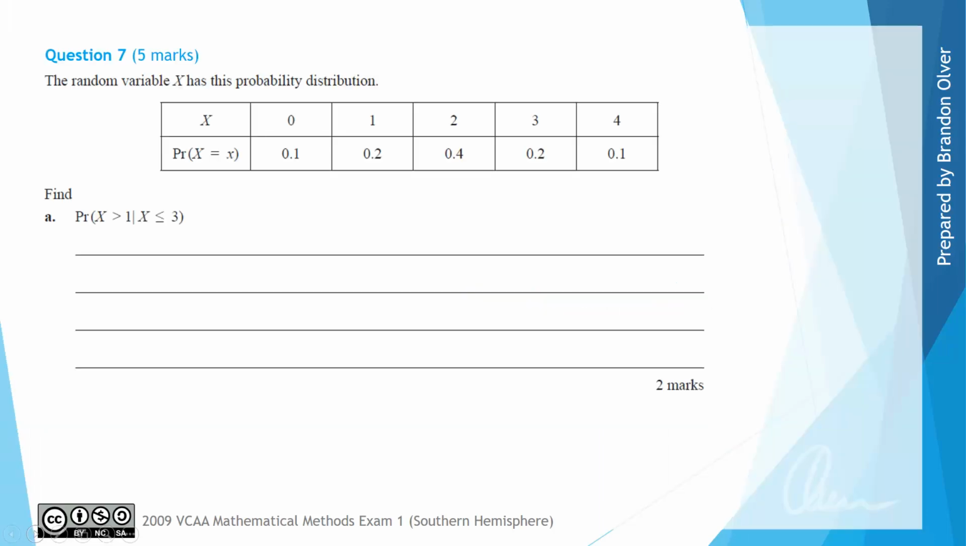So we need to consider the random variable x that has the probability distribution given by this table. And we're asked to find, for part A, the probability that x is greater than 1, which on this table would be 2, 3, or 4, given that x is less than or equal to 3, which would be from 3 all the way back until 0. Therefore, the intersection would be this green region here, which is 2 and 3.